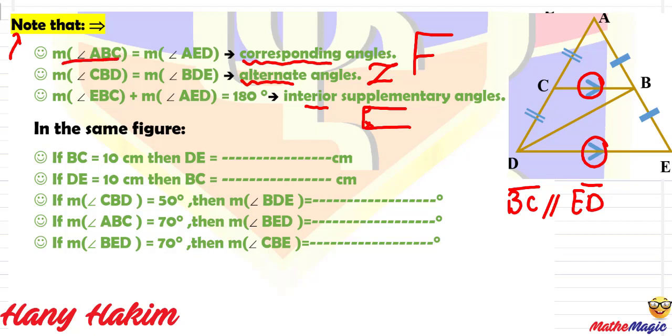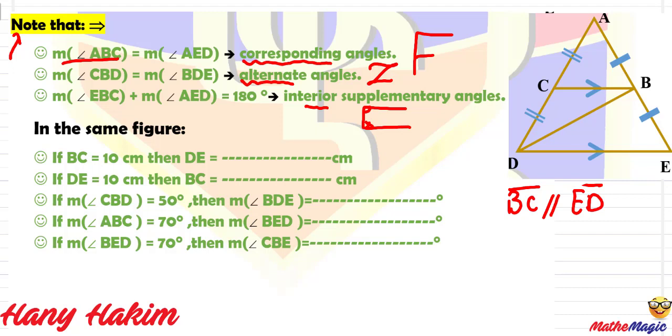And we can get these three relations between the angles. Measure of the angle ABC, where is ABC? ABC is located here, equals the measure of the angle AED, which is located here. And they are forming the letter F, something like this. So these two angles are equal in measure. I can form another one from the other side like this. The angle ACB equals the measure of the angle D. They are two corresponding angles.